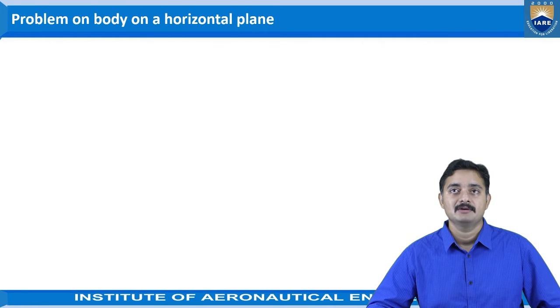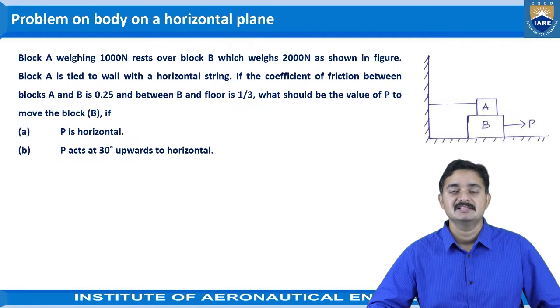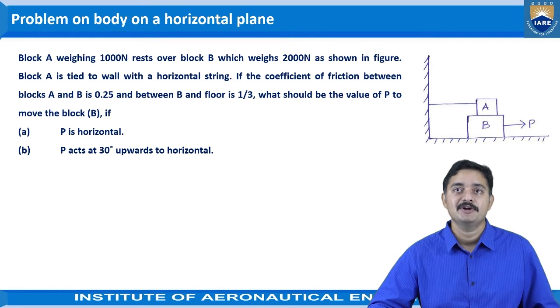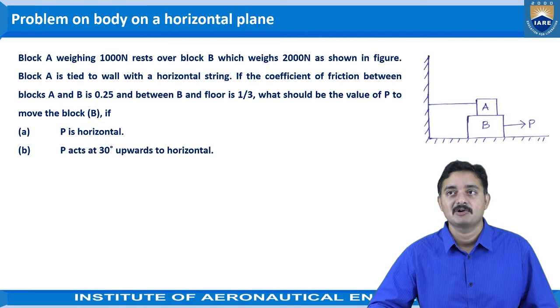Let us see the problem on body on horizontal plane. This is the problem given. A block A weighing 1000 newtons rests over block B which weighs 2000 newtons as shown in the figure. Block A is tied to the wall with a horizontal string. If the coefficient of friction between blocks A and B is 0.25 and between B and the floor is 1/3, what should be the value of P to move the block B, if P is horizontal and if P acts at 30 degrees upwards to the horizontal?